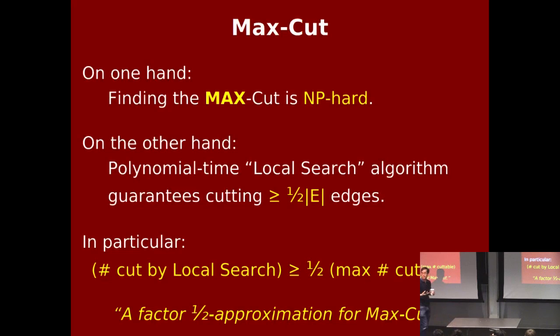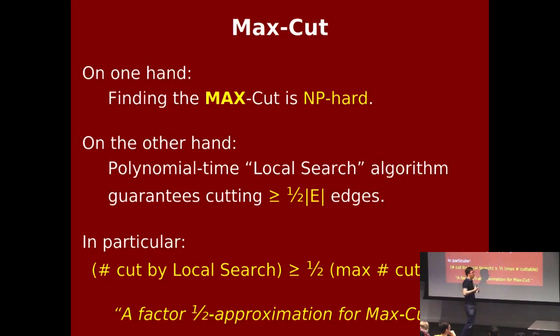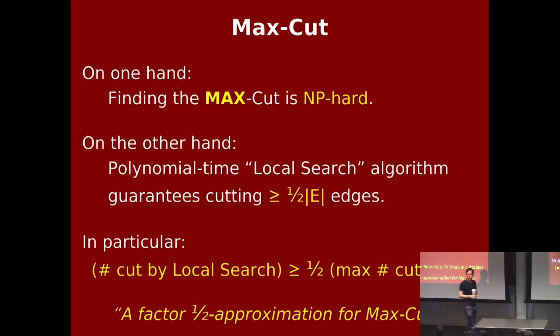OK, so this is just to illustrate that sometimes it is possible to have a polynomial time algorithm that has a good guarantee for every single graph. It doesn't always find the best solution, but it always finds a solution which is within some factor of the best solution. The closer that factor is to 1, the happier you are.